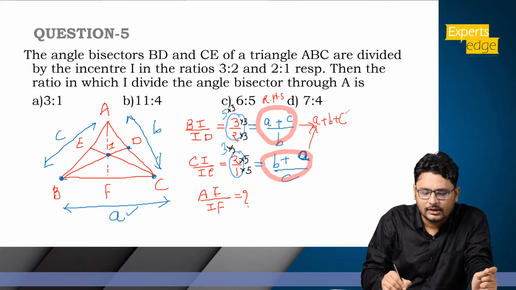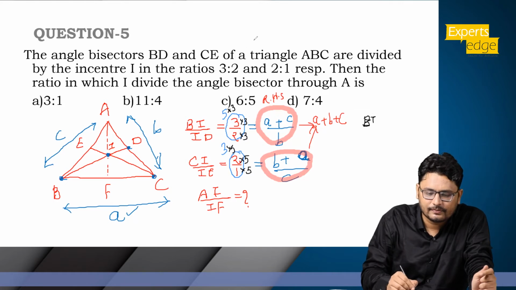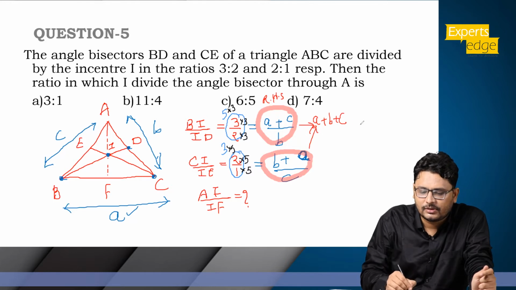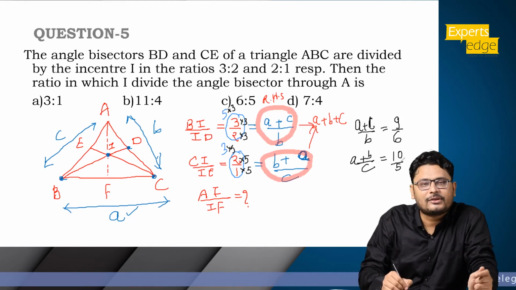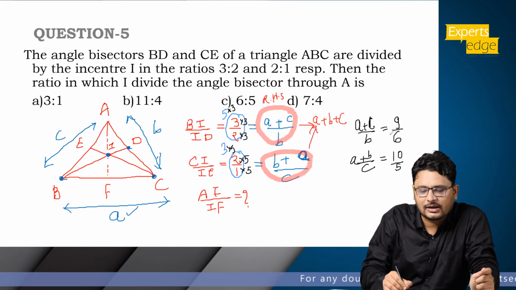Now what will I get? This will become A plus C by B. This will become 3 into 3, 9, 9 by 3 to the 6, right? And secondly, it will become A plus B by C, 5 to the 10 plus 5 by 5. So 9 plus 6 is 15, 10 plus 5 is 15, right? Now it is balanced. So यहाँ से मैं देख सकता हूँ B का वैल्यू आएगा मेरा 6, right?